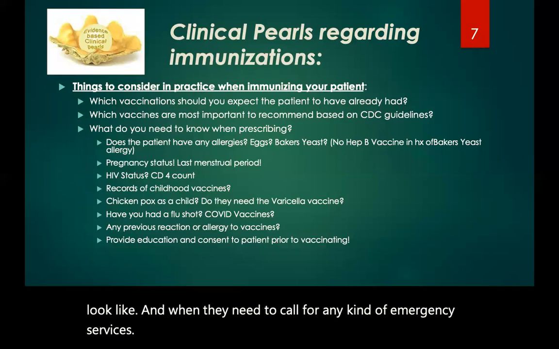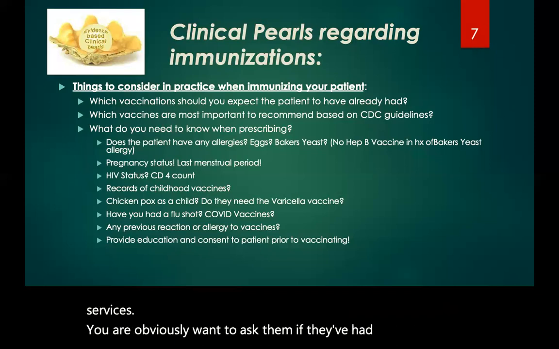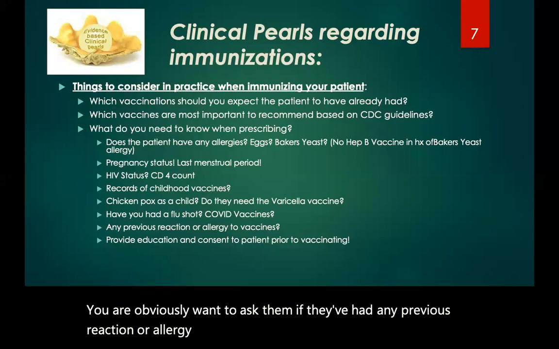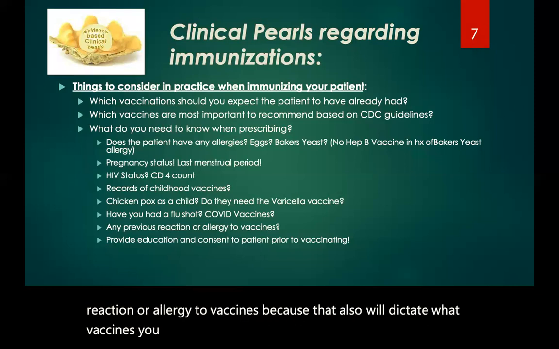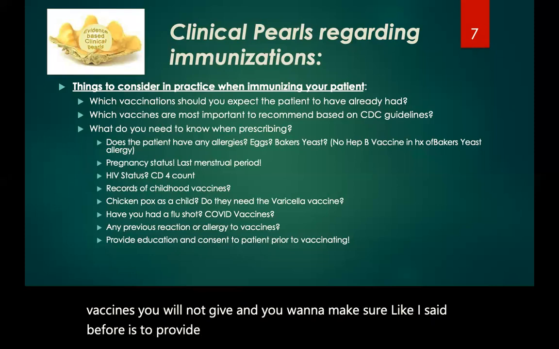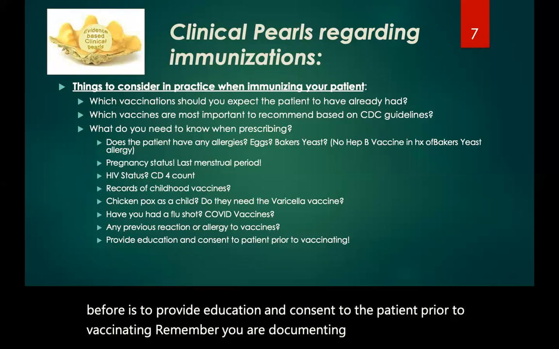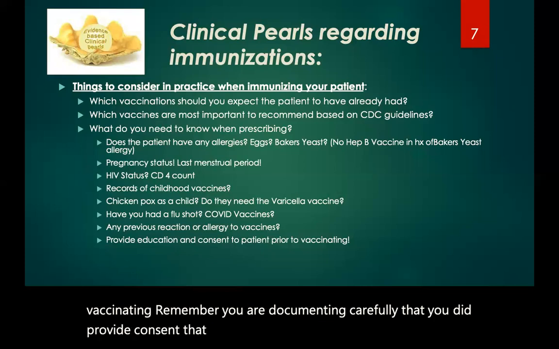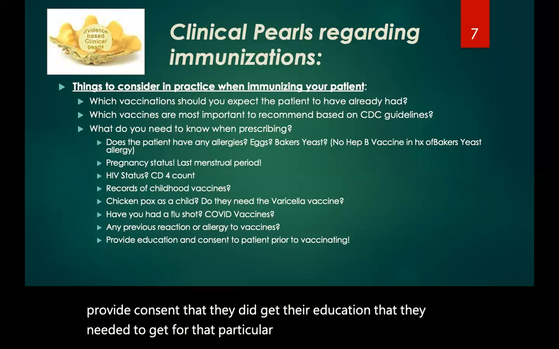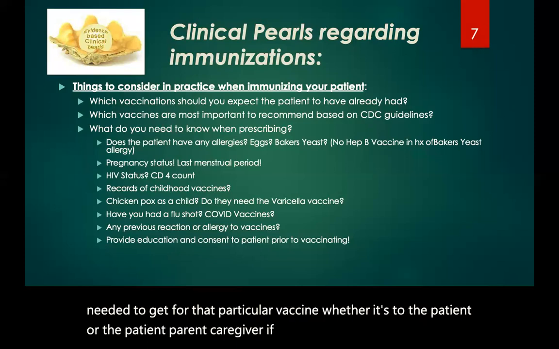You will obviously want to ask them if they've had any previous reaction or allergy to vaccines, because that also will dictate what vaccines you will or will not give. And you want to make sure, like I said before, to provide education and consent to the patient prior to vaccinating. Remember, you are documenting carefully that you did provide consent, that they did get the education they needed for that particular vaccine, whether it's to the patient or the patient's parent or caregiver, if you're dealing with a minor.